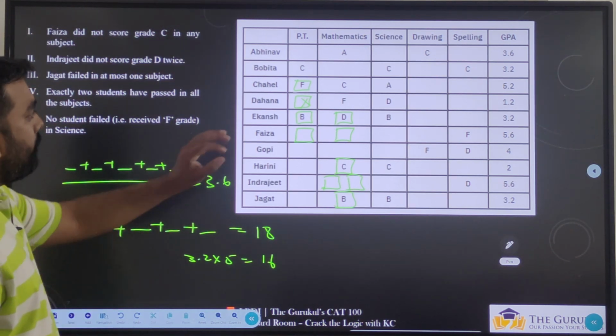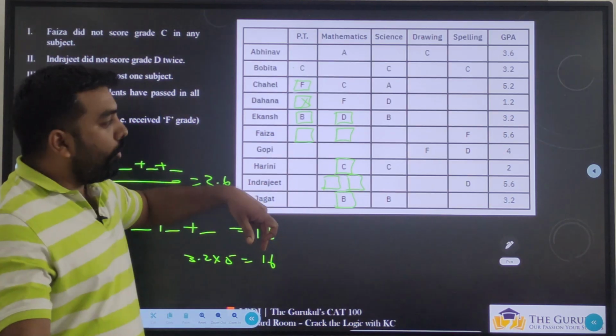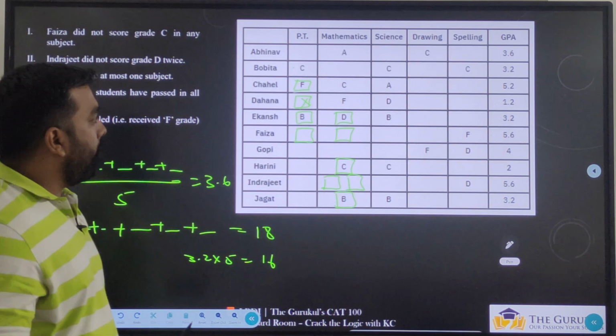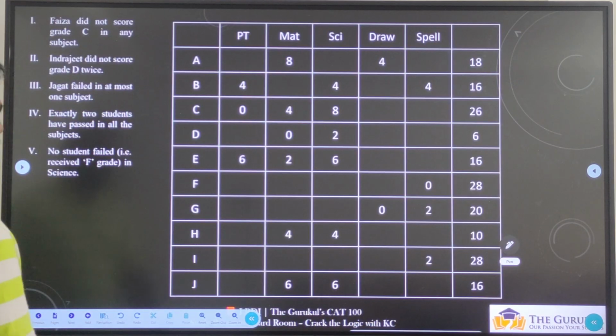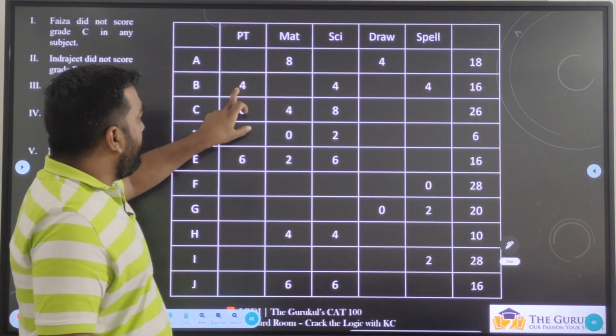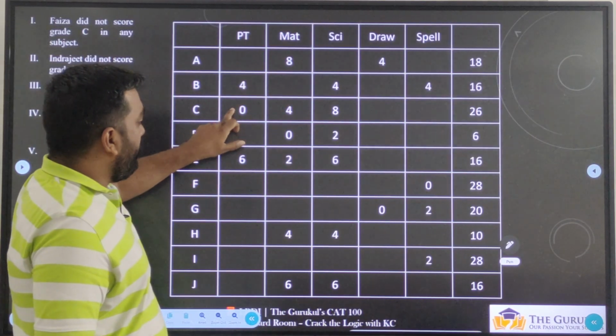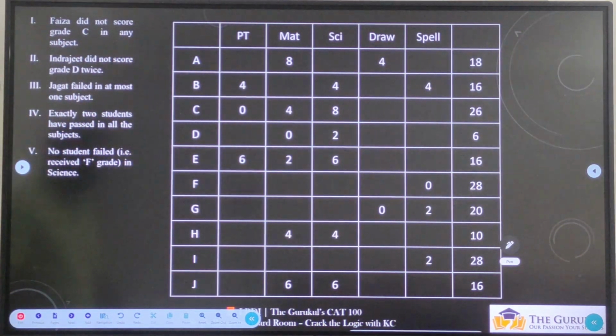Before we start the problem, I want you to convert all the gradings into normal marks, and the GPAs into normal marks. C means 4 marks, A is 8 marks, B is 6 marks, D is 2 marks, F is 0 marks. Quickly do that first. Good. If you do, you'll get a table something like this. Here we have A, we wrote 8, we have C, we wrote 4, we have F, we wrote 0, we have D, we wrote 2. That's how we convert everything.